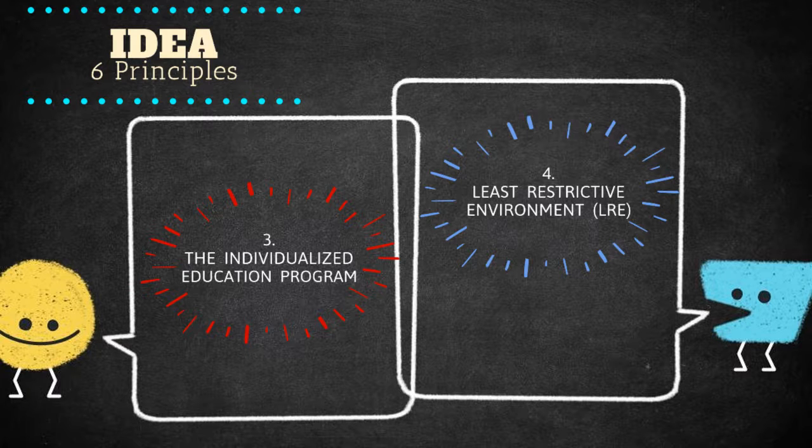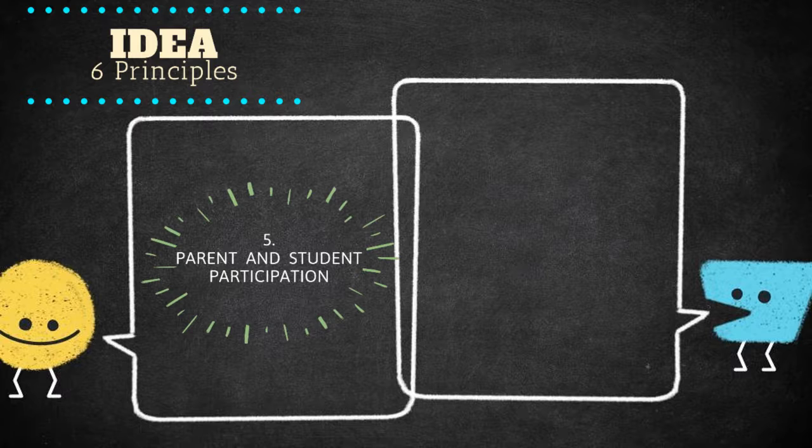Part of LRE is the responsibility of the district to offer a continuum of placement options for students with special needs. From least restrictive to most restrictive, the continuum of options includes regular education classroom, part regular and part special education classroom, often referred to as self contained, a separate public school, separate private school, separate residential school, hospital, and/or homebound instruction. Principle 5. Parent and student participation. IDEA requires parent involvement in the decision-making process and student involvement when appropriate, especially as students begin the transition process into their post-secondary life.